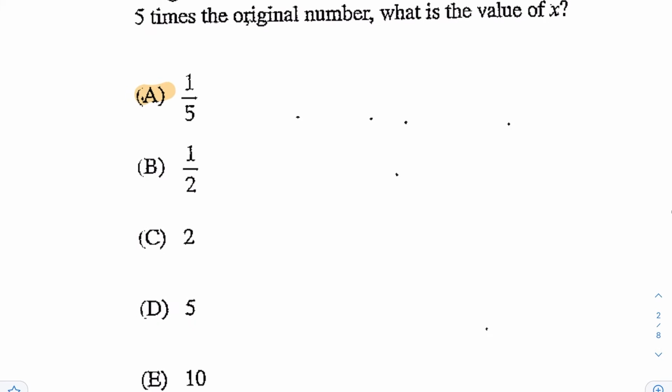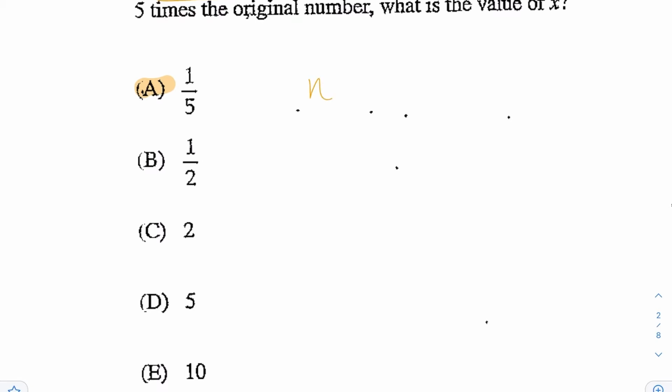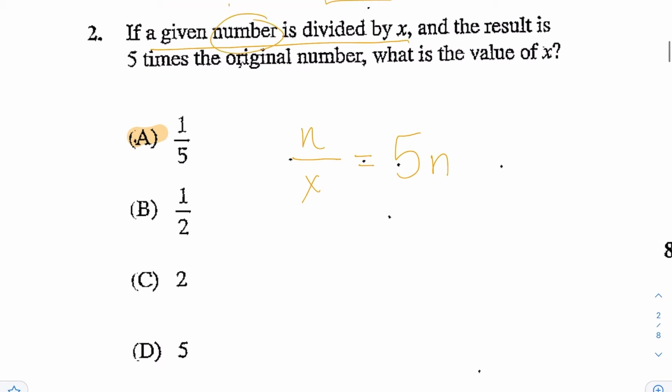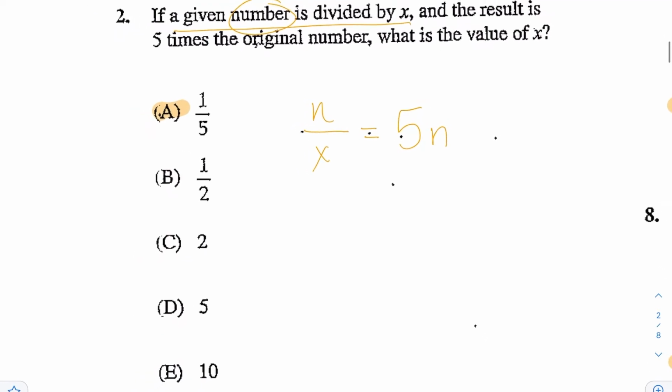Okay, for question number 2, if a given number is divided by x and the result is 5 times the original number, what's the value of x? So for this question, you've got to turn a word sentence into a number sentence. So the word sentence says you have a number and you divide it by x. So n, which is some number, and you divide it by x, and then the result is going to be equal to 5 times the original number, which is n. So we call the original number n, and x is x. We have the equation n divided by x is equal to 5n.